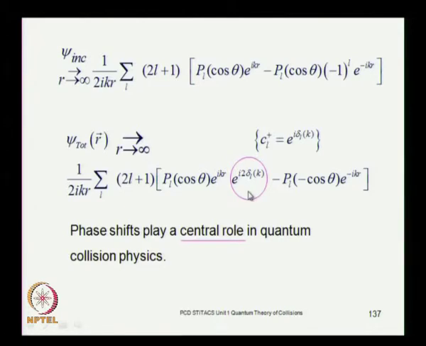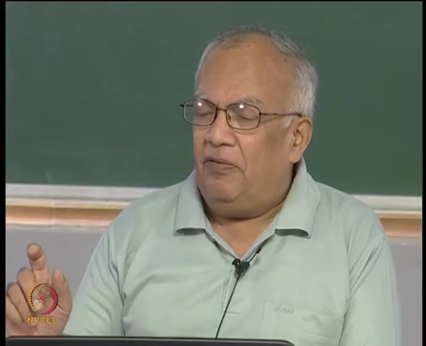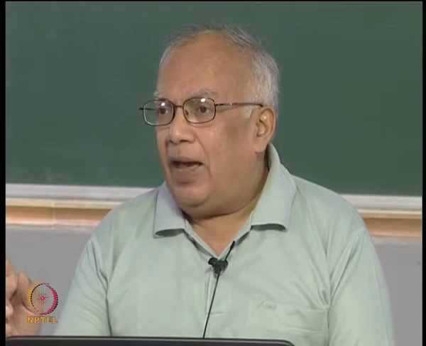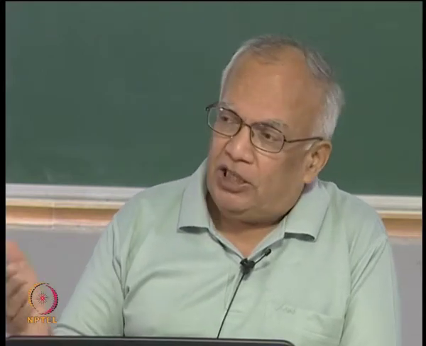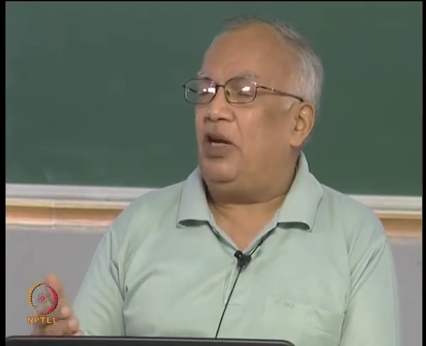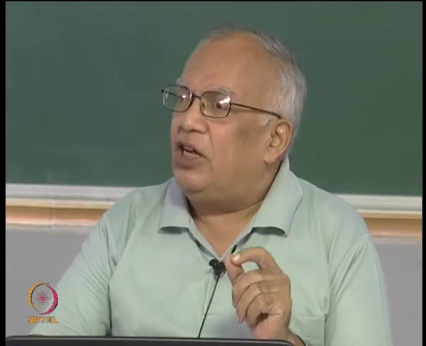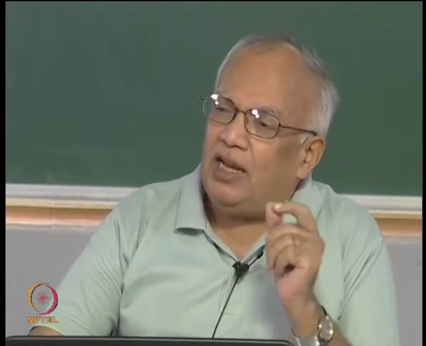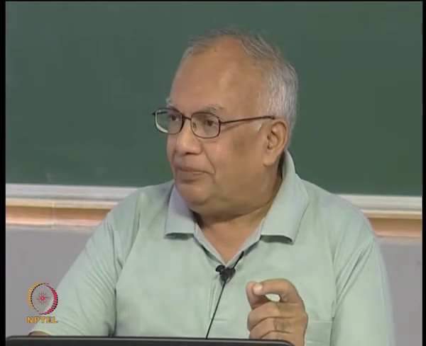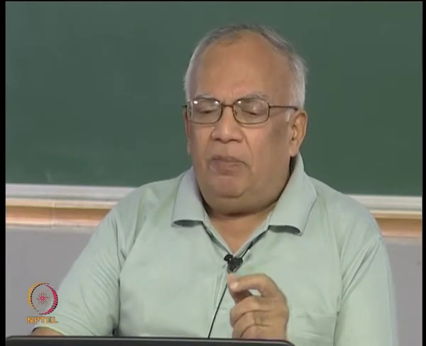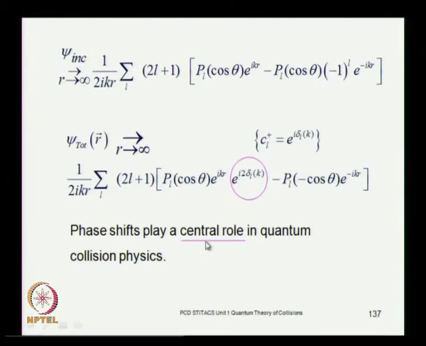So you already see that the phase shift plays a very magical role, and it is going to be generated by the potential. So certain potentials will be capable of causing such effects, because the disappearance of the cross section has come because of a particular property of the phase shifts. So phase shifts play a central role in collision physics.